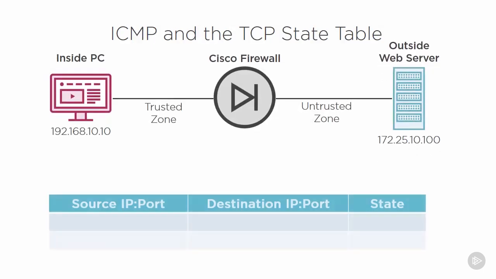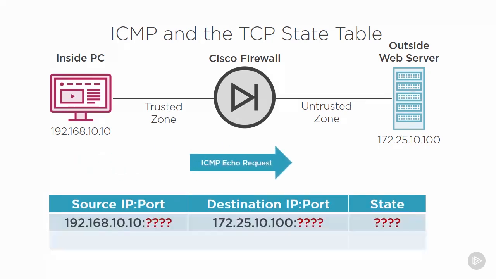So if we take a look at our TCP state table, when we try to send an ICMP echo request, a ping message, when we try to add it to our state table, we have a hard time doing that because an ICMP echo request does not have a TCP header. As a matter of fact, it has no segment header. So there is no information from the transport layer to allow us to fill in the source port and destination port number. Plus, since we're not using TCP, there's no handshake, and we have no idea what the state is. So we don't add it to the table.